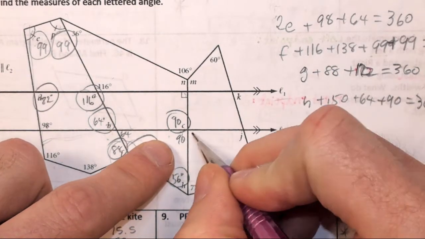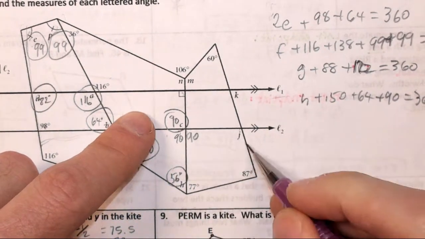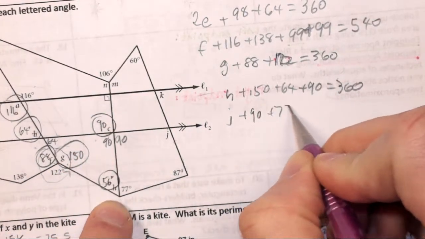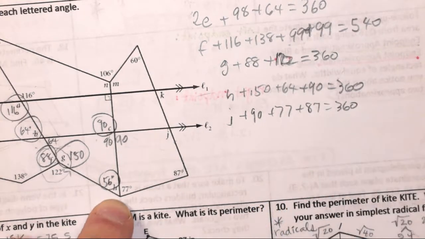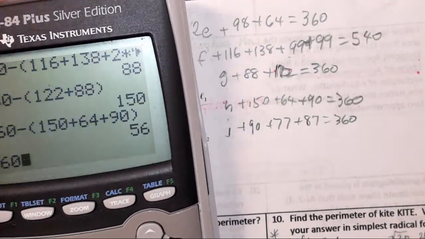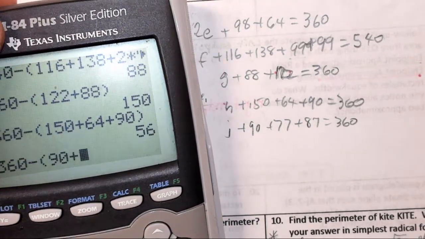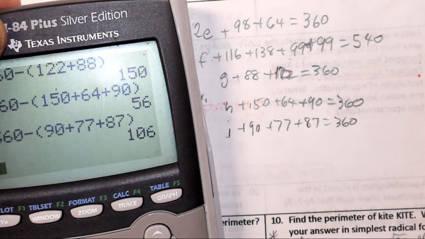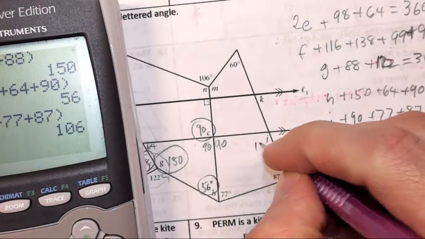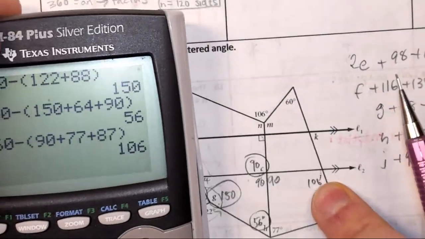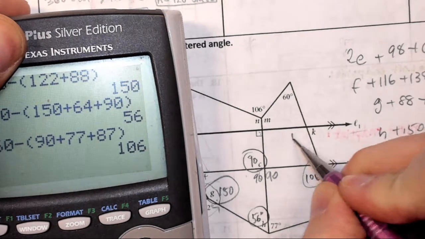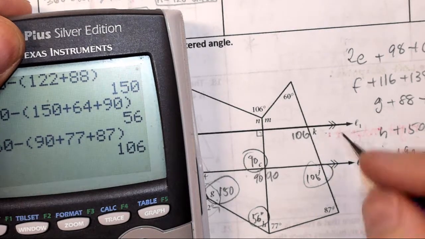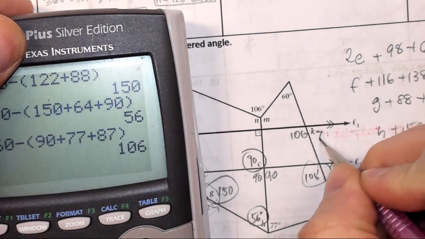All right. Again, it's another quadrilateral. Here's another 90 degrees. All four of these should total 360 again. So we have J plus 90 plus 77 plus 87 equals 360. 360 minus the quantity 90, 77, 87, 106. All right, if that's 106, then its corresponding angle is 106, and 106 together with K are a linear pair, so subtract that from 180, and this has to be 74 degrees.